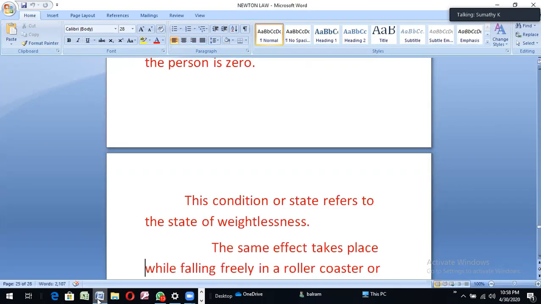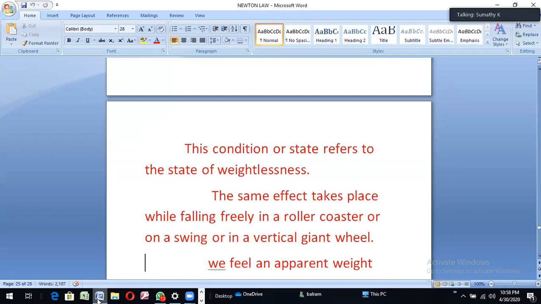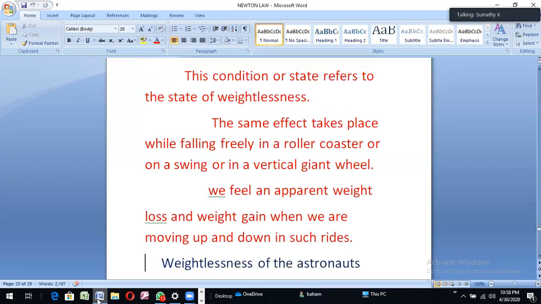The same effect takes place when falling freely in a roller coaster or swing and the vertical giant wheel also. We feel an apparent weight loss and weight gain when we are moving up and down in such ways. Understand? This is the reason for the weightlessness.